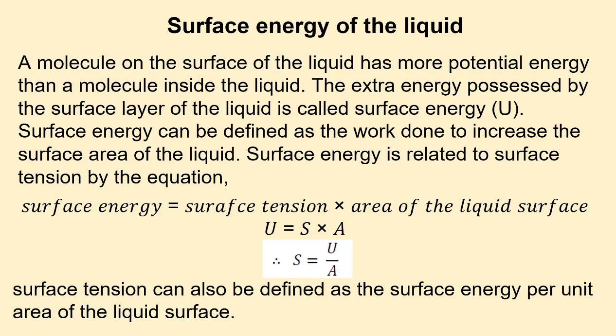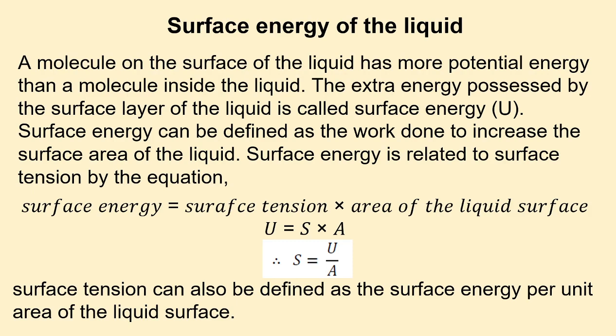Now, since the surface of the liquid is acting like a stretched membrane, the molecules on the surface have a net downward force, and correspondingly they have more potential energy than the molecules inside the liquid. So there is some additional energy for the molecules on the surface. This extra energy possessed by the surface layer of the liquid is called surface energy.